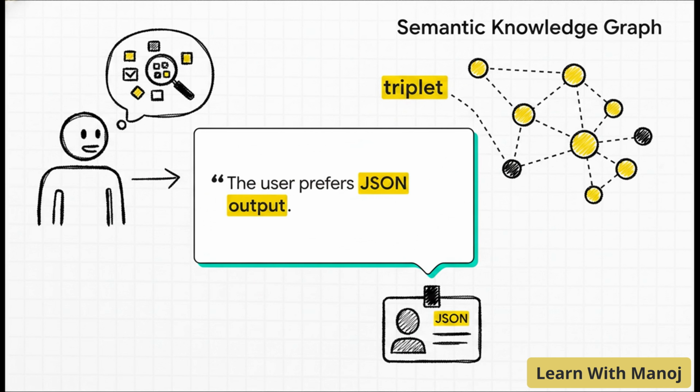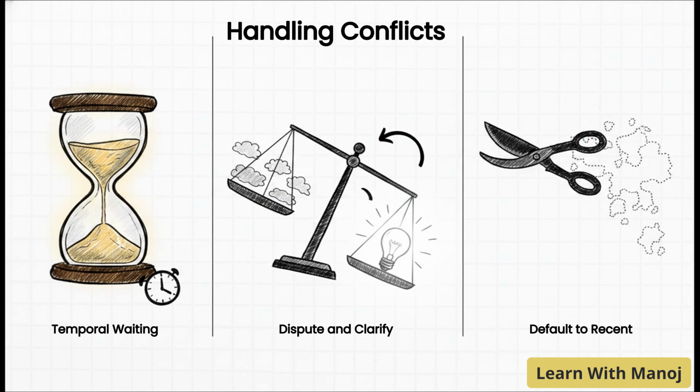Imagine an agent extracting a simple fact. The user prefers JSON output. Once that little triplet of information moves from a fleeting conversation into the L3 semantic knowledge graph, it alters the agent's persona permanently for that specific user. You literally never have to ask for JSON again. It just knows. Of course, humans change their minds all the time.